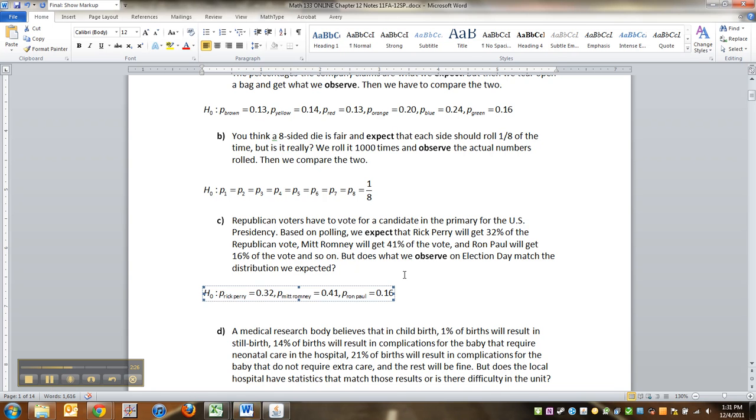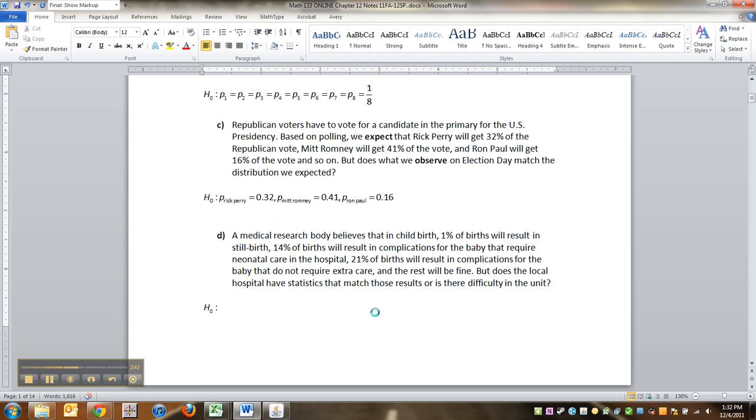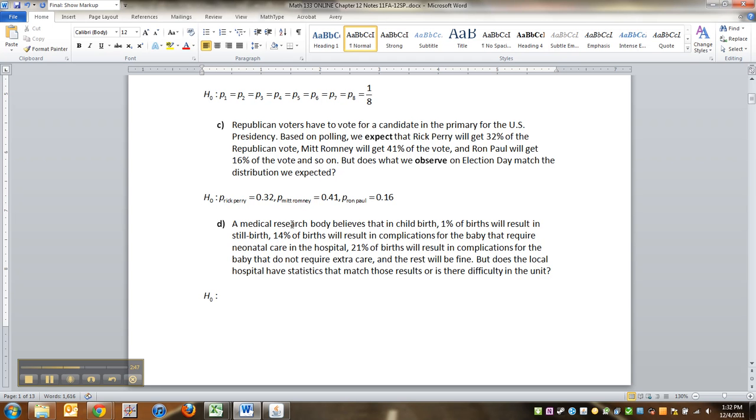That's better. Okay, so the proportion that vote for Rick Perry is 32. The proportion that votes for Mitt Romney is 41. And the proportion that votes for Ron Paul is 16. And then, of course, the alternative would be that at least one of these is different, right? Not what we expected. Okay, so that's the null hypothesis. You assume that what you polled was actually going to happen.